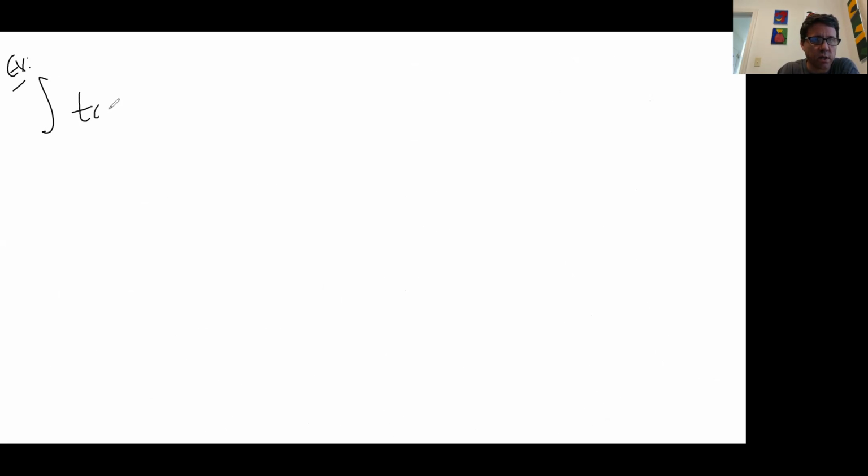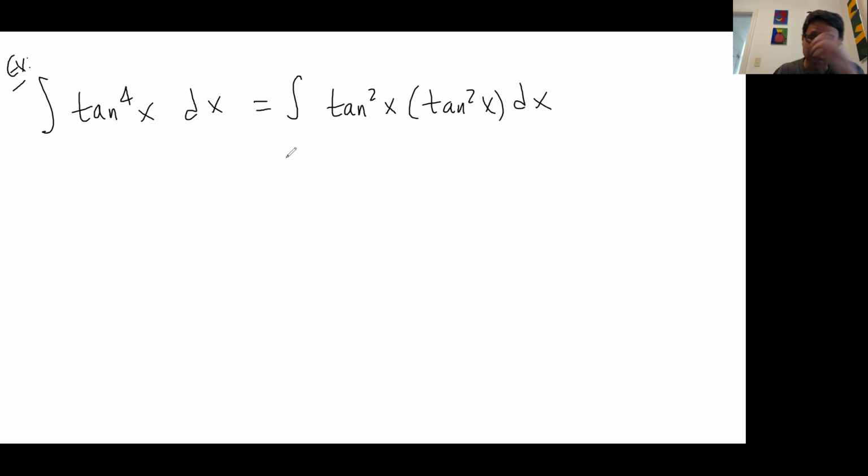So tangent to the 4th, just tangent by itself. Okay, so now it's not odd anymore, but actually I still want to write it as tangent squared times tangent squared. If you're not sure what to do, just start breaking it up and start to see if any of the pieces make any sense to you. So tangent to the 4th means a square times a square.